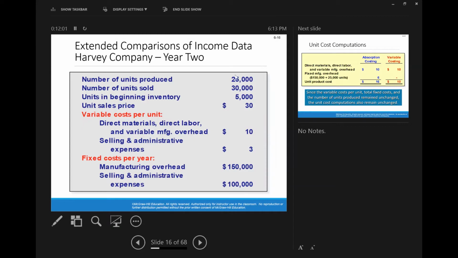25,000 units produced. We sold 30,000 this time. Units in the beginning inventory, 5,000. That's the 5,000 that we had coming forward. We have unit sales price, $30. Variable costs, just the same, the $10. Selling and admin, $3, same fixed cost. So we're looking at the same example, except this time we have 5,000 in beginning inventory and we're selling 30,000 units.